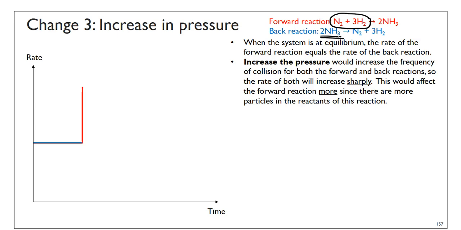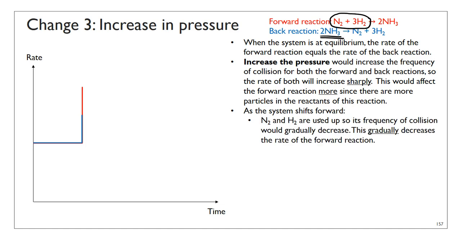So what you're going to see is that the forward reaction has a significant increase in rate. The back reaction also has an increase in rate, but it's not as high as the forward. This is just because of how many particles are present in the reactants between the forward reaction and the back reaction. So as the system responds, and the system responds by shifting forward, once again, nitrogen and hydrogen will be used up, so there will be a gradual decrease in the concentration of nitrogen and hydrogen, which would decrease the frequency of collision and the rate of the forward reaction.